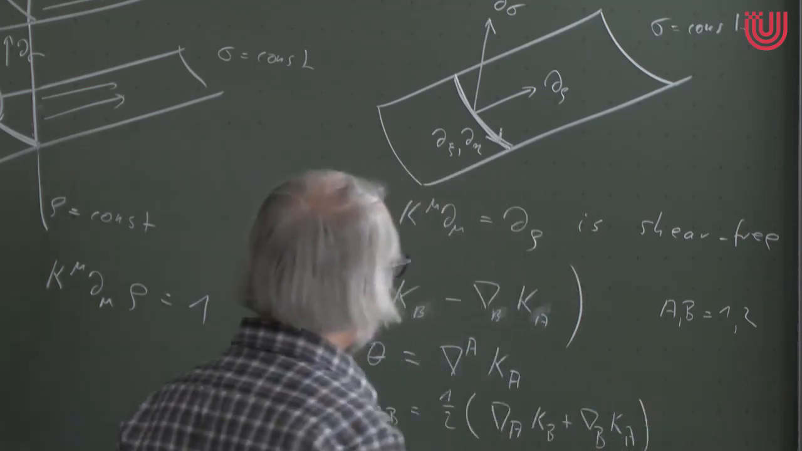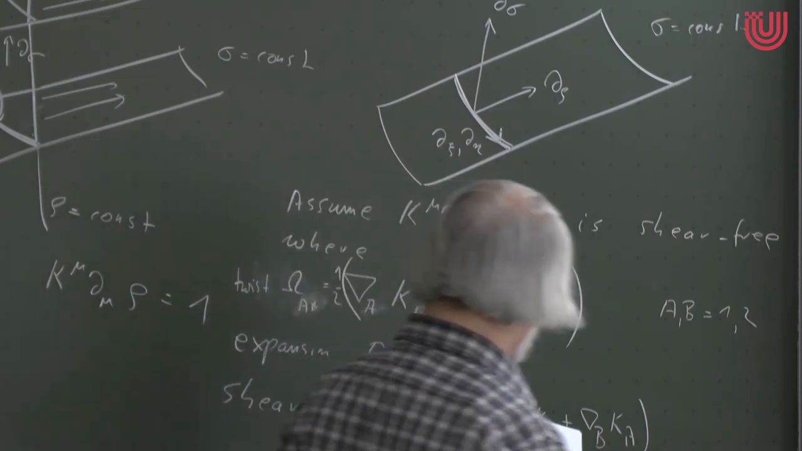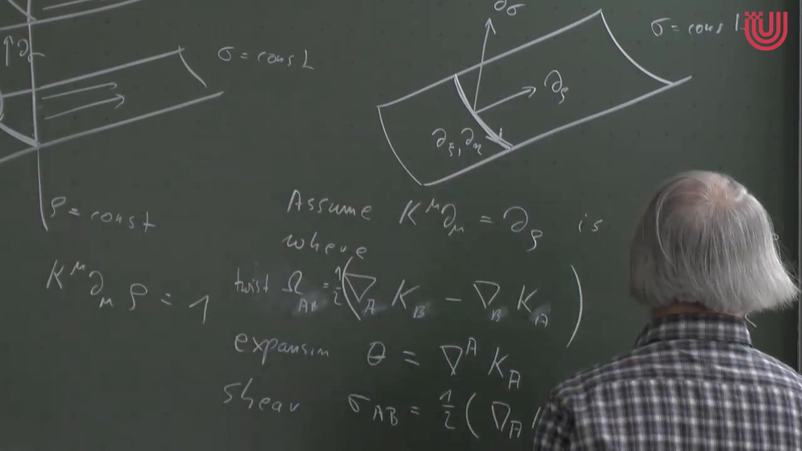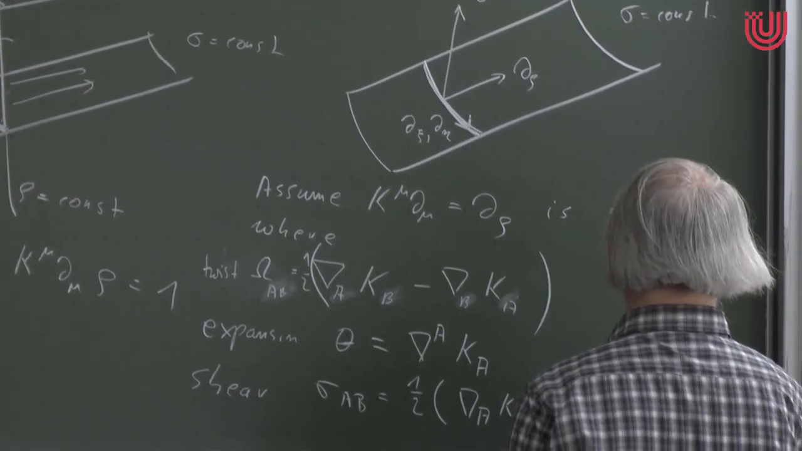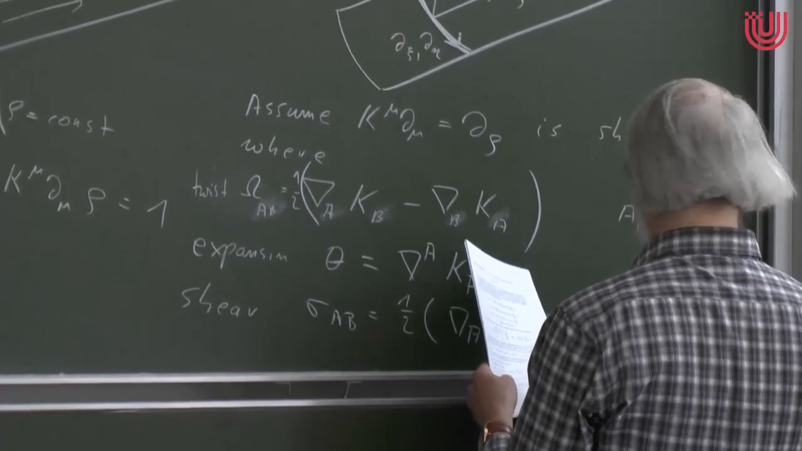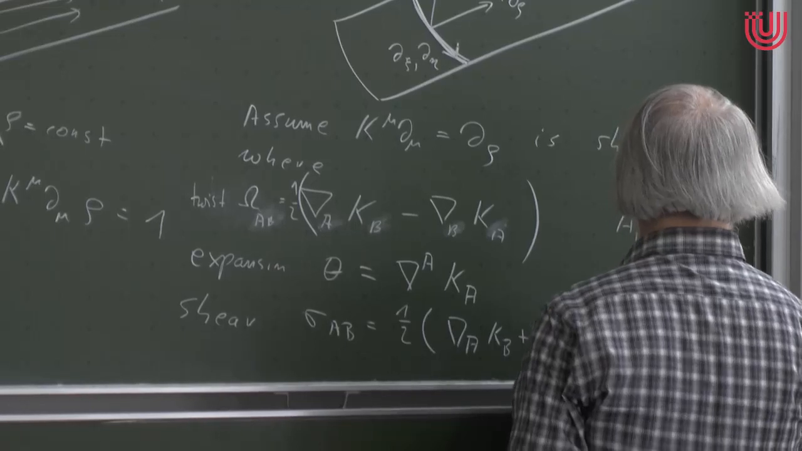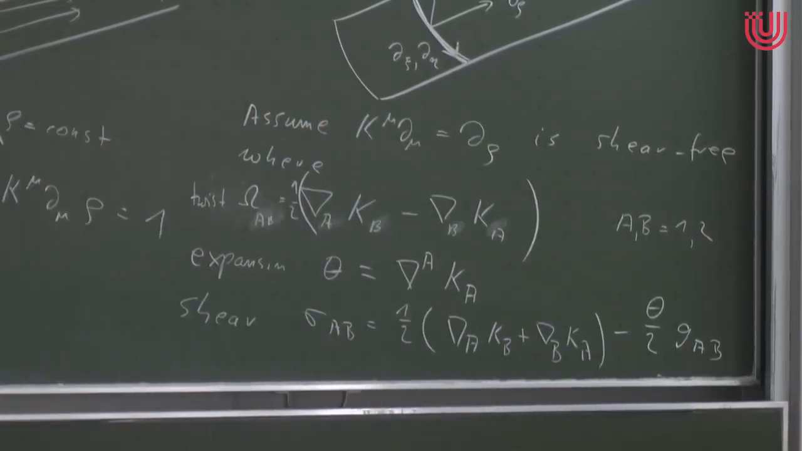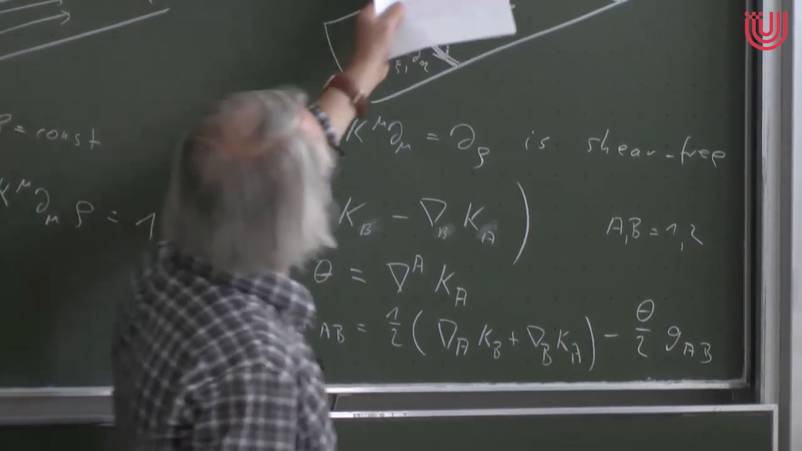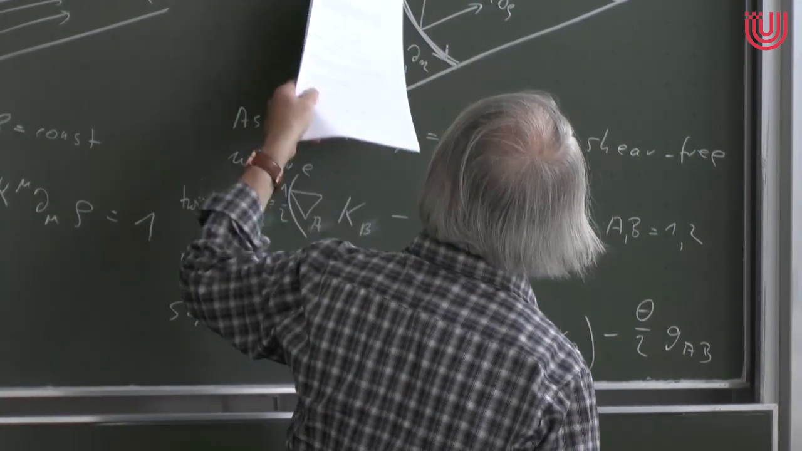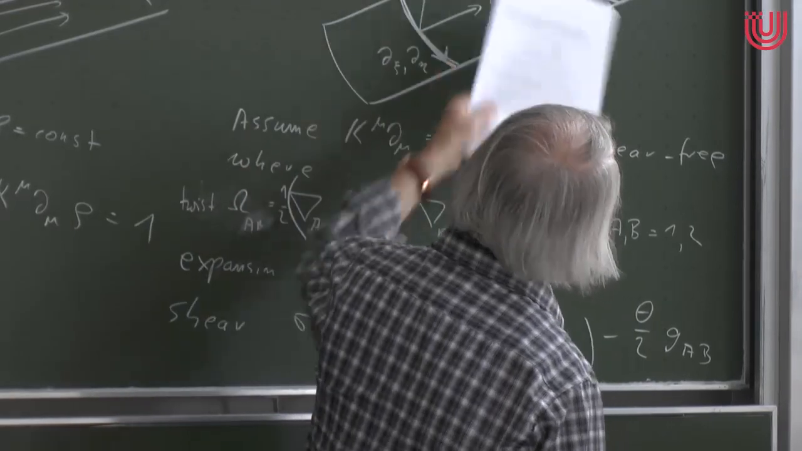And then the trace subtracted. I'm in a 2-dimensional space, so I have to write theta over 2 times the delta AB or GAB. Yeah, it's not necessarily delta AB. I haven't said that I have normalized these coordinates psi and eta. I could do it, of course, on one hypersurface, but it's not guaranteed that it is preserved.